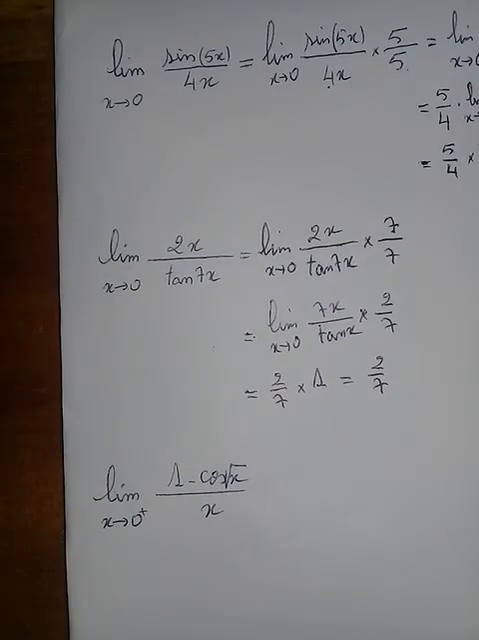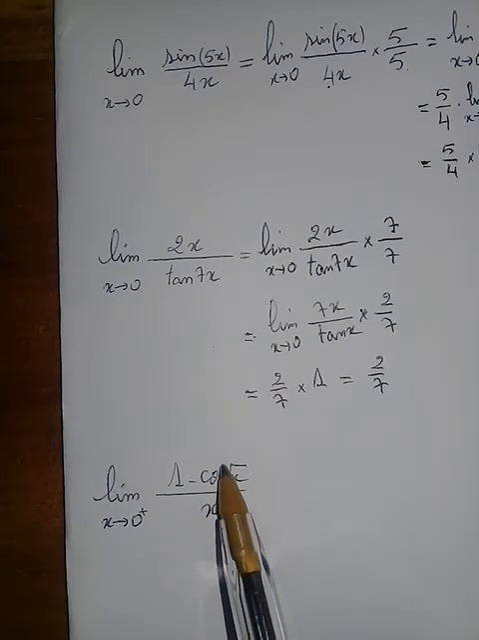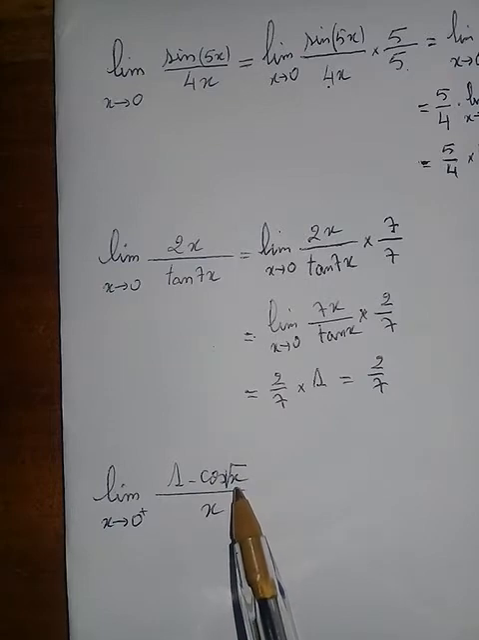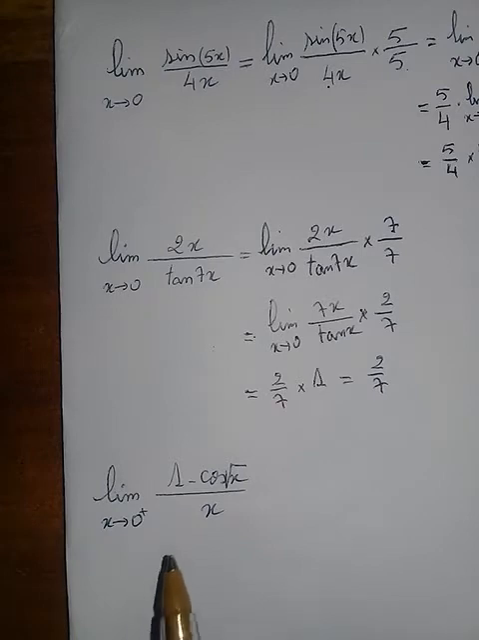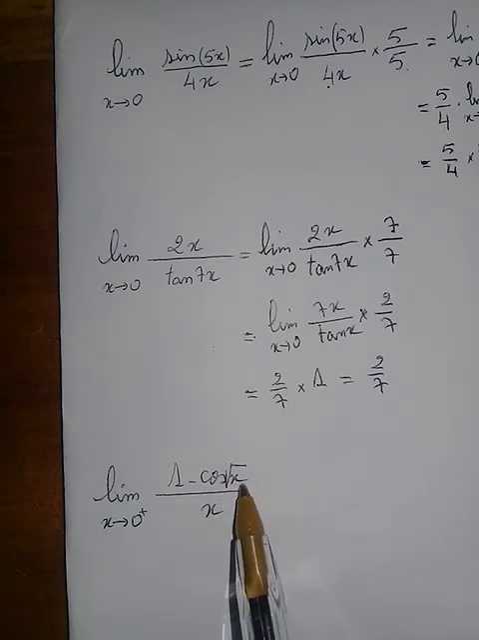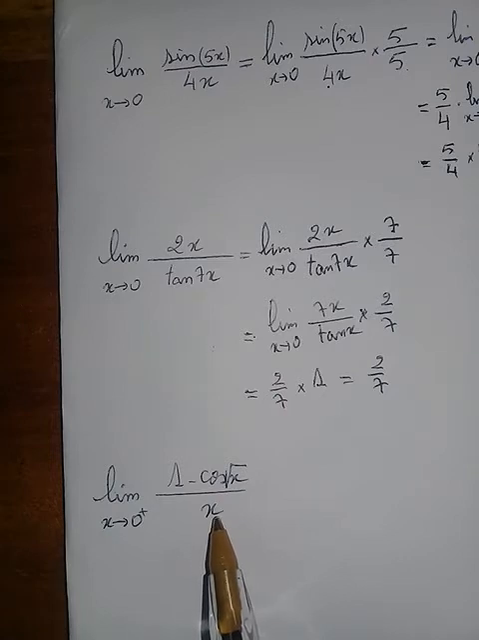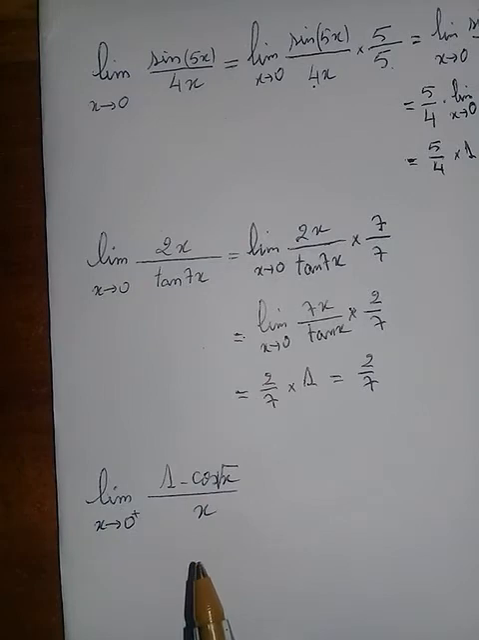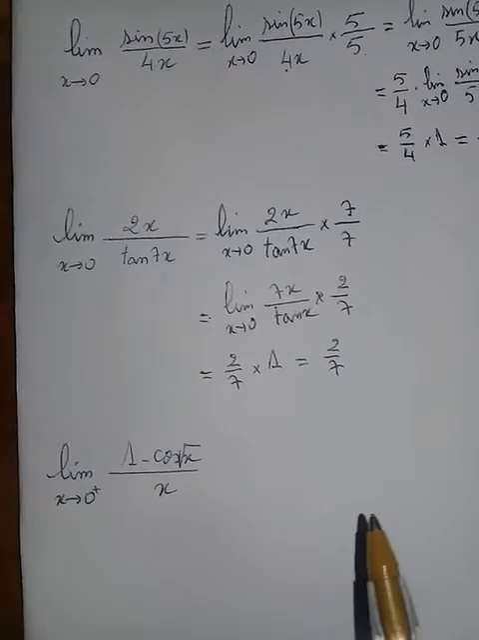The third limit is the limit when x approaches 0 plus. It's a one-sided limit because we've got here the square root of x. X cannot be negative here. So 1 minus cosine square root of x over x. So this reminds us of this one.